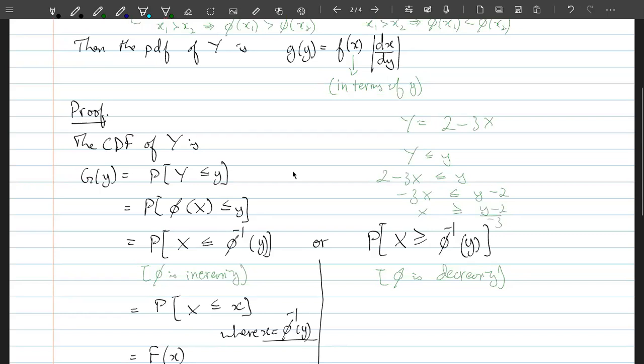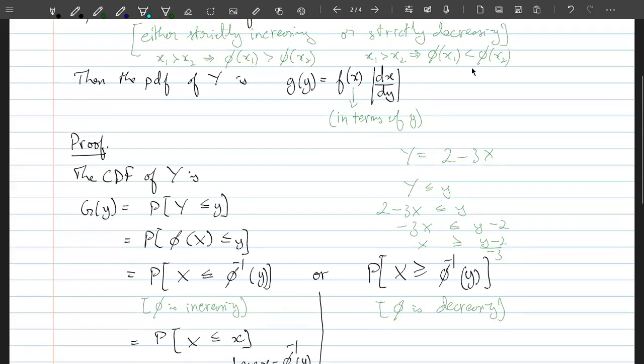Remember, when you multiply or divide by a negative number, the inequality gets reversed. Or you can even think of this as taking this term over to this side and this term over to this side. So you get 3x on the other side of the inequality, and then dividing by 3, you get x greater than or equal to (y minus 2) by minus 3. So the inequality is reversed. And this is true whenever you have a decreasing function. In fact, that is what the definition says. If you apply phi, the inequality reverses. And so if you apply phi inverse, then also the inequality gets reversed.